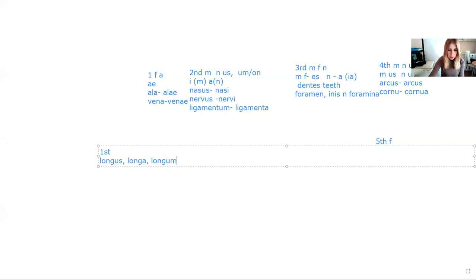What about their plural forms? In nominative plural, they will have the following forms. Longi, so the nominative plural masculine ending for the first group of adjectives is the ending -i. For the feminine form, longae. And for the neuter form, longa. So the endings are -i, -ae, -a.